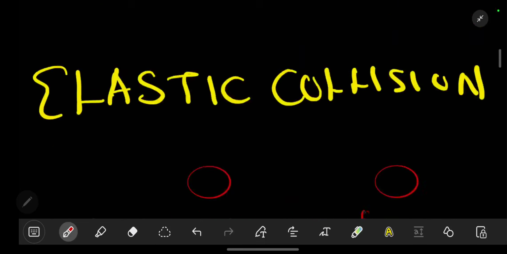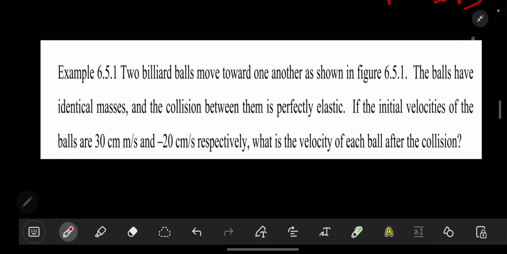So let's now answer a question. Let's say we have this problem. If we have two billiard balls that move towards each other as shown in figure 6.51, the balls have identical mass and the collision between them is perfectly elastic. Then we are told the initial velocities of the balls are 30 centimeters per second and negative 20 centimeters per second respectively. What is the velocity of each ball after collision? If two balls have identical masses, when they collide, they just exchange their speeds. So that's the way it is.